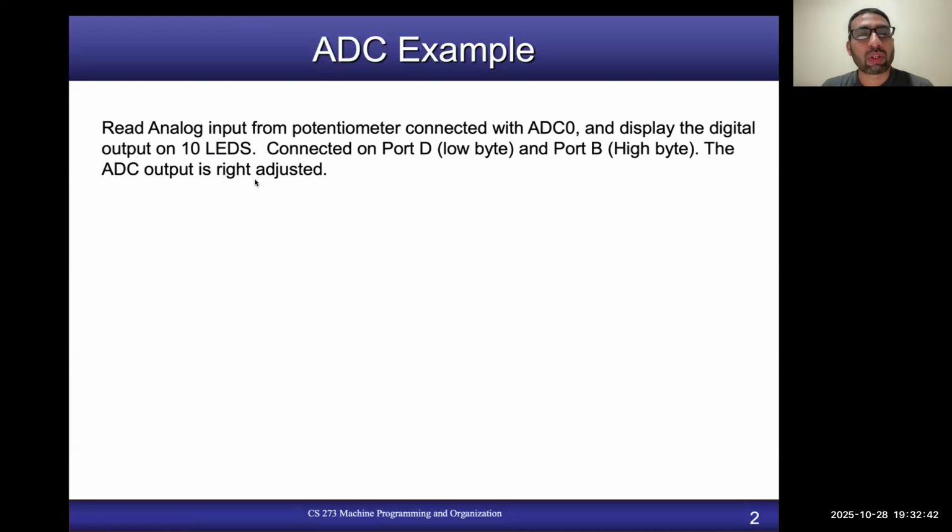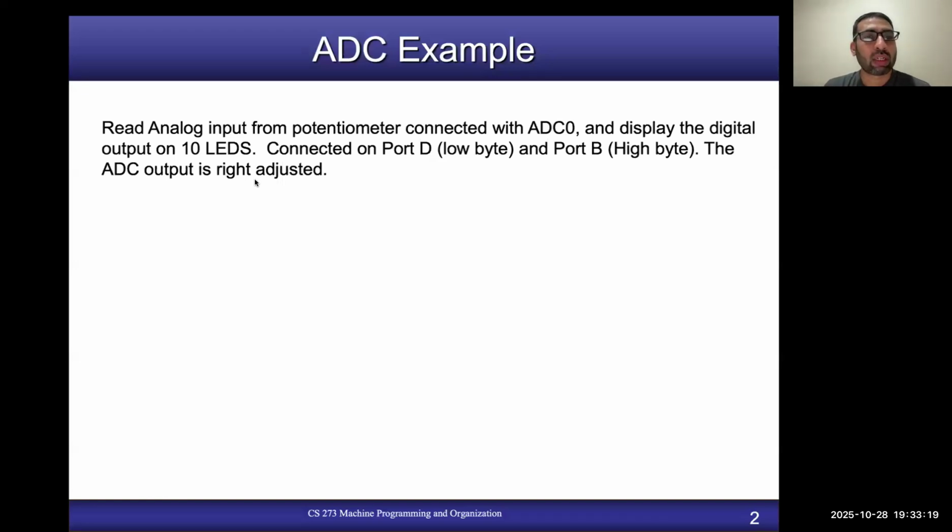So what you need to do in this example is read analog input from a potentiometer, which is connected with ADC0 or analog 0 pin of your microcontroller, and then display it as digital output on 10 LEDs. Those 10 LEDs are connected with port D and port B. So the lower 8 bits are connected with port D, and the remaining two most significant bits are connected with port B at pin location 0 and 1 of port B, right?